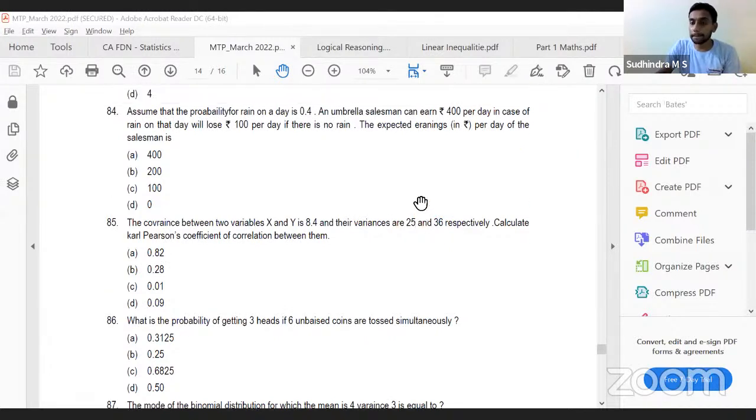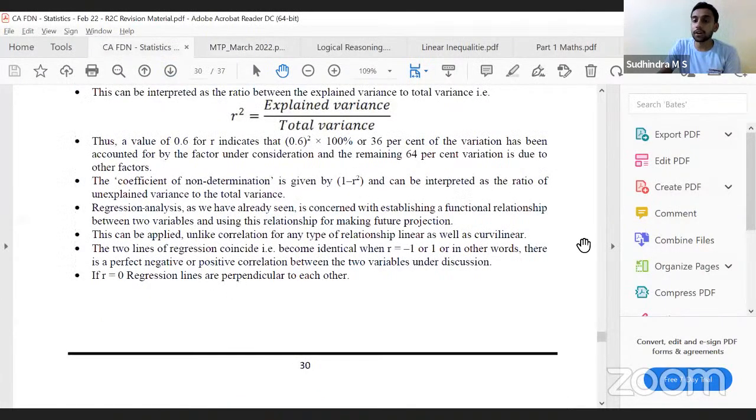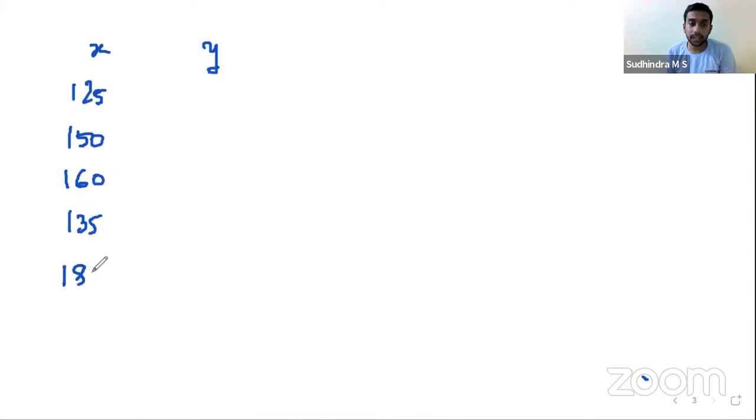Is that clear? Yes. The other topics, rank correlation and concurrent deviations, we had already discussed examples, right? If you want one example of rank correlation, we can consider it. So we have X and Y. X values: 125, 150, 160, 135, and 180. Y values: 220, 240, 225, 280, and 245.